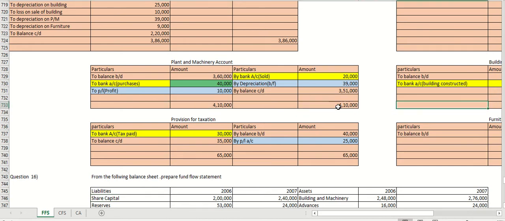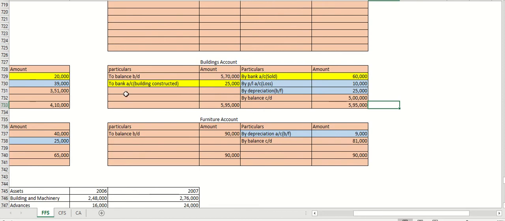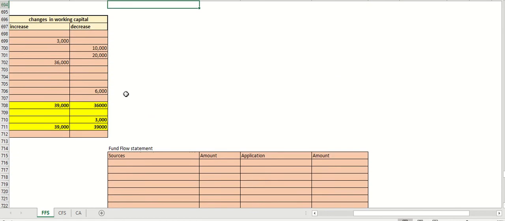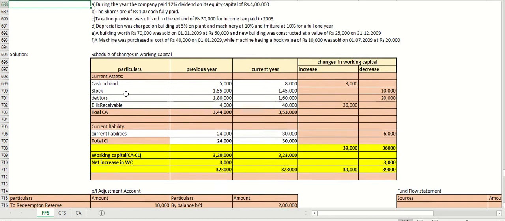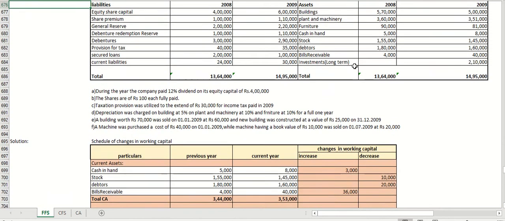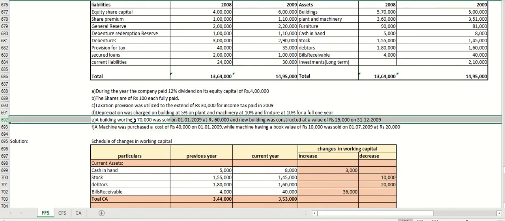So moving on to the next account, which is the buildings account. So we'll look at the adjustment regarding the buildings account. Your building opening balance is 5,70,000 and your closing balance is 5 lakhs, and your buildings adjustment is a building worth rupees 70,000 was sold on 1/1/2009 at rupees 60,000, and a new building was constructed at a value of rupees 25,000 on 31/12/2009.